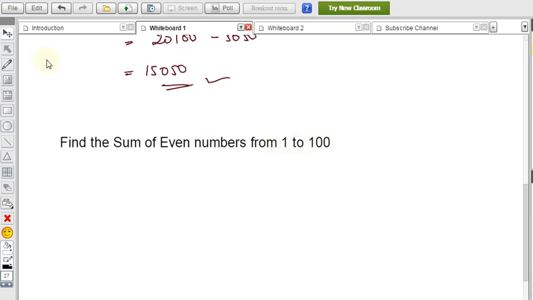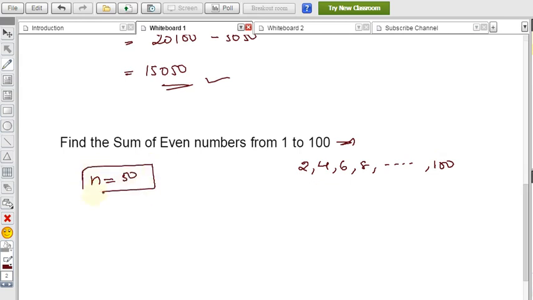From 1 to 100, how many even numbers are there? That we should know. N is always the number of terms given. So from 1 to 100, the even numbers 2, 4, 6, 8 and so on, and 100 also, since they asked 1 to 100, not between. So 2, 4, 6, 8 in total there are 50. So N is equal to 50. There are 50 even numbers from 1 to 100.